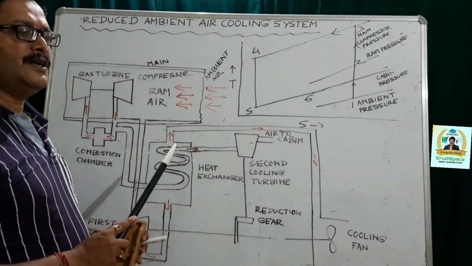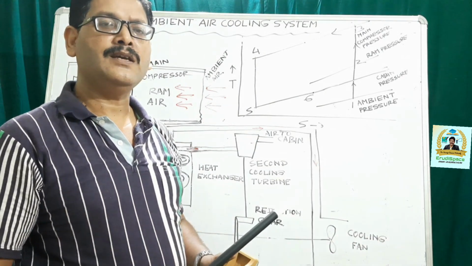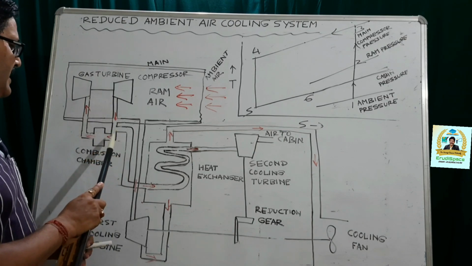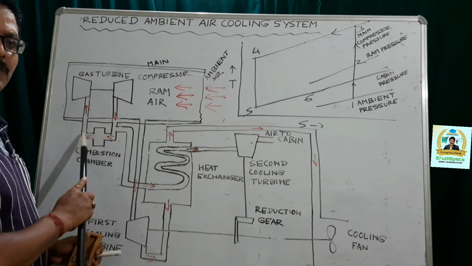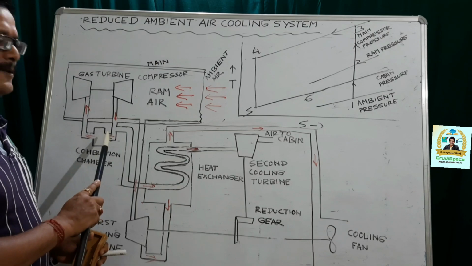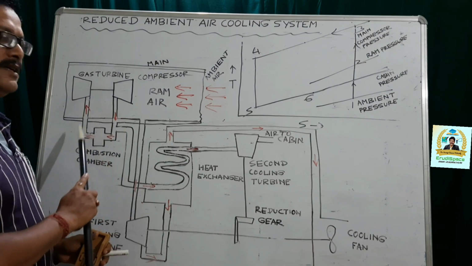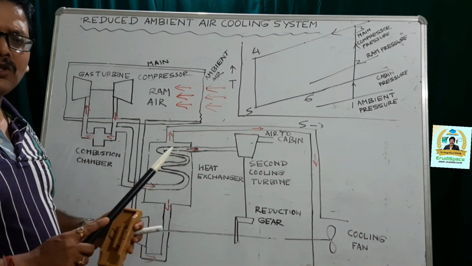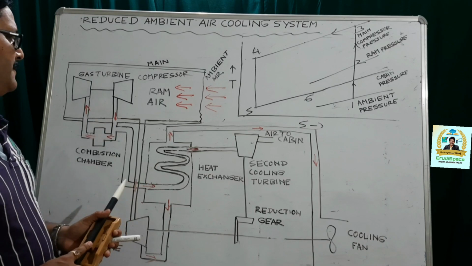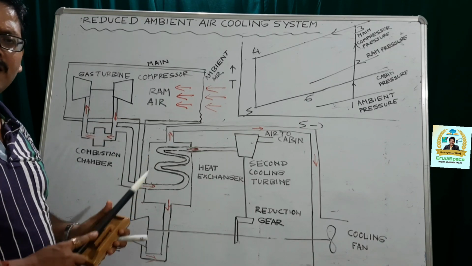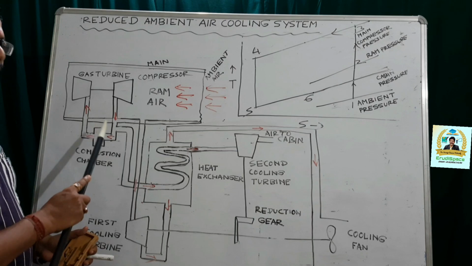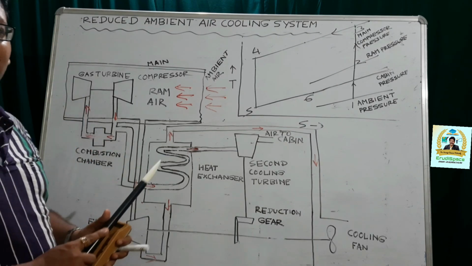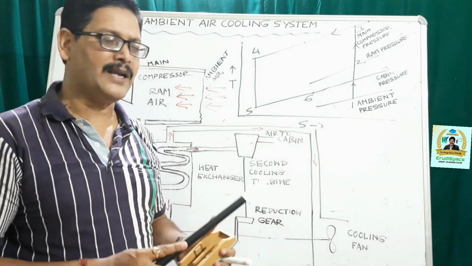In the compressor, its pressure and temperature are further increased and a major portion of the compressed air is then taken to the combustion chamber. In the combustion chamber, heat and fuel are added to the air. Then combustion of the air fuel mixture takes place. A huge amount of thermal energy is developed and then this high pressure, high temperature gas is taken to the gas turbine where it expands and does some mechanical work.